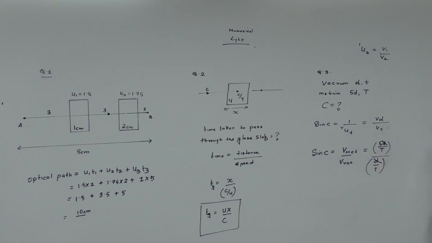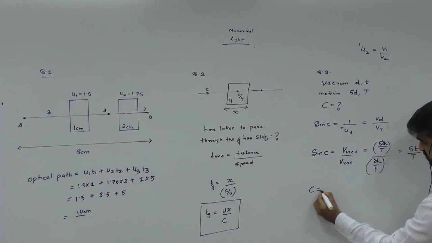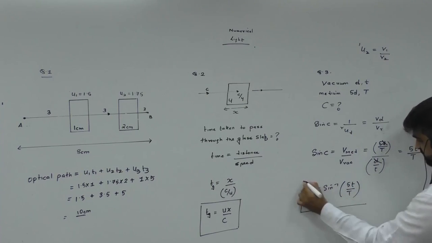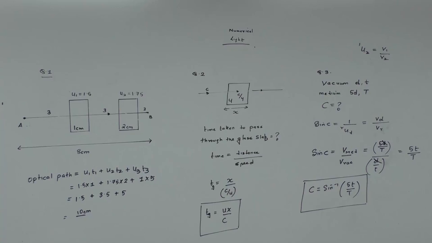d and d cancel. It will be what? 5t by t will be sin C. So C is going to become sin inverse of 5t by t. This will be the answer of critical angle. Did you understand?